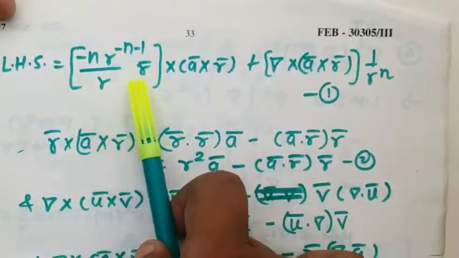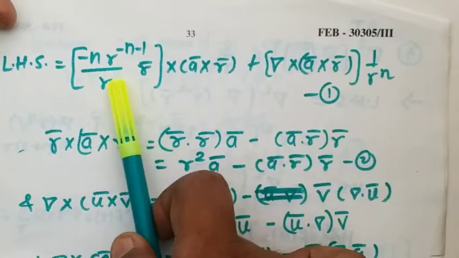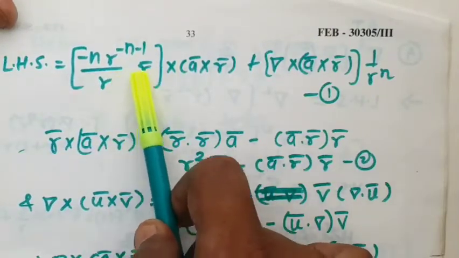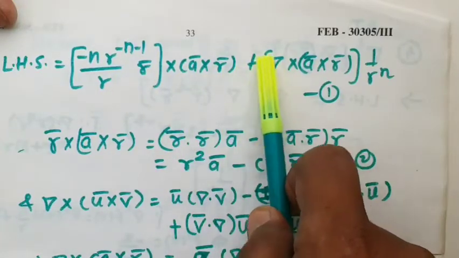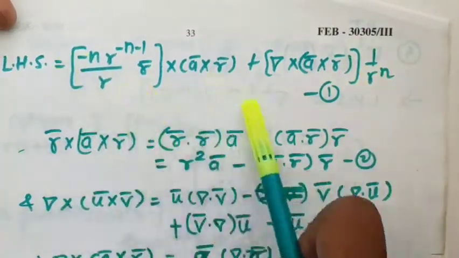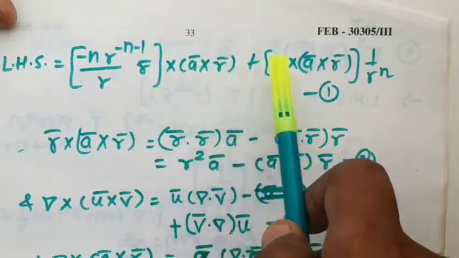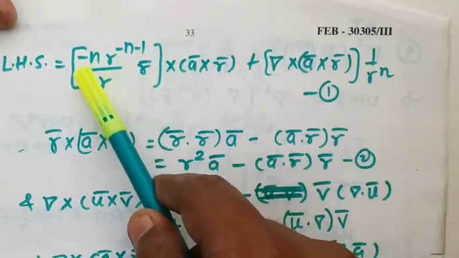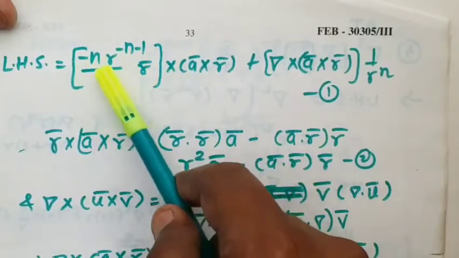After calculating del of 1 by r raised to n, which we have already determined in all the three problems, it is minus n r raised to minus n minus 1 upon r into r bar. So this is del of r raised to minus n cross a bar cross r bar, plus del cross a bar cross r bar, which I have kept as it is, into 1 by r raised to n. Now for simplifying it further, we need to calculate r bar cross a bar cross r bar and del cross a bar cross r bar. The previous quantity, minus n r raised to minus n minus 1 upon r, is a scalar quantity.